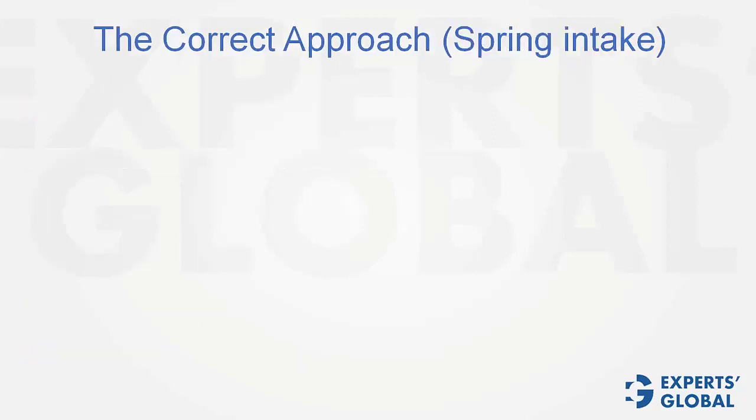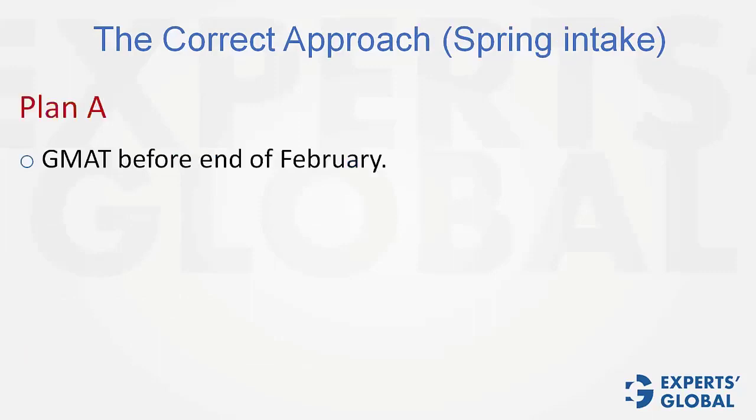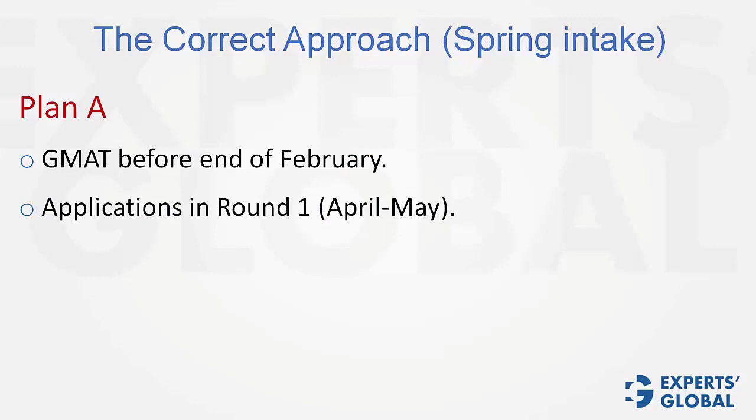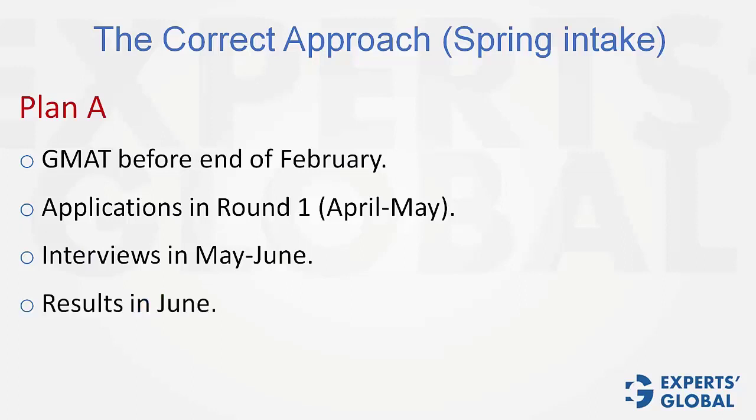For spring intake, the correct strategy would be that take the GMAT by the end of February, apply in the first cycle. The deadlines are generally in April and May. Interviews would happen in May and June. The results will be out by end of June, and the program will start in spring.